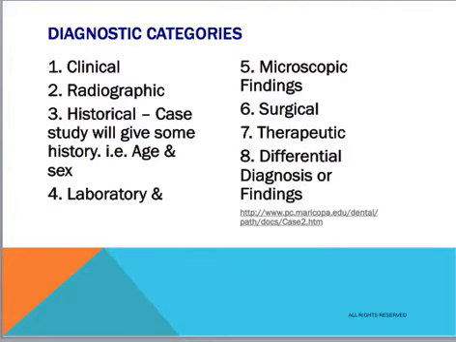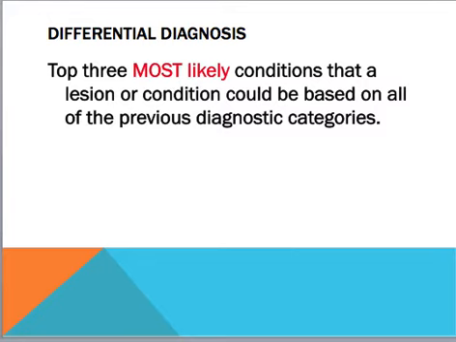So to review, we've gone over the 8 diagnostic categories for the most part. We've gone through clinical, radiographic, historical, laboratory, microscopic, surgical, and therapeutic diagnosis. The last category is differential diagnosis. Differential diagnosis is a list of the top 3 most likely conditions that a lesion or condition could be, based on all of the previous diagnostic categories and any other assessments that you have performed.